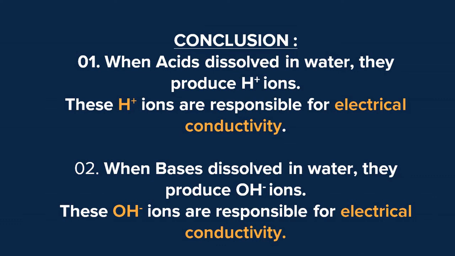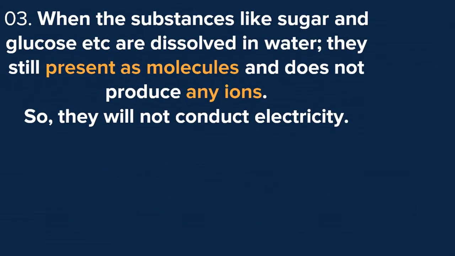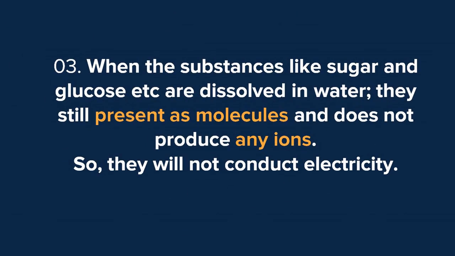These H plus ions are responsible for electrical conductivity. When bases are dissolved in water, they produce OH minus ions. These OH minus ions are responsible for electrical conductivity. When substances like sugar and glucose are dissolved in water, they are still present as molecules and do not produce any ions. So, they will not conduct electricity.